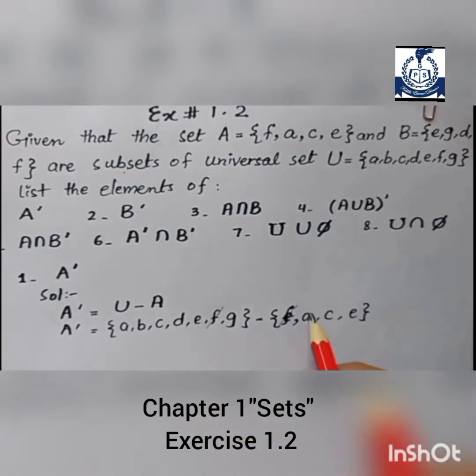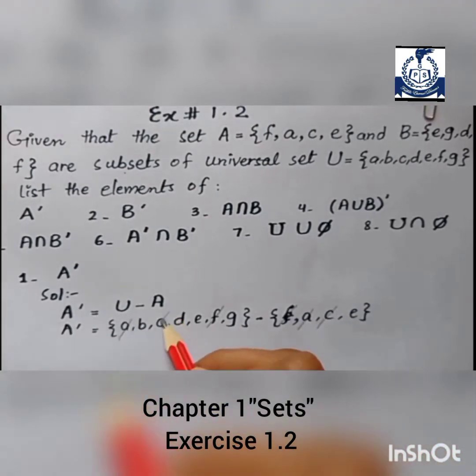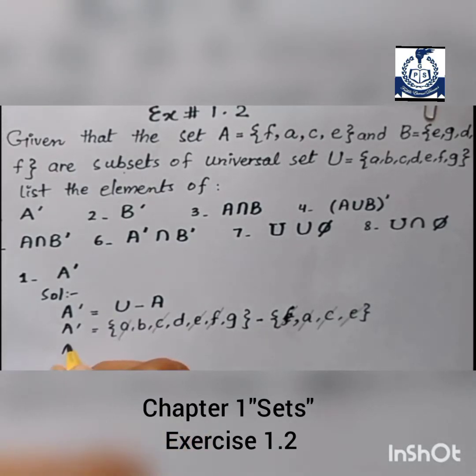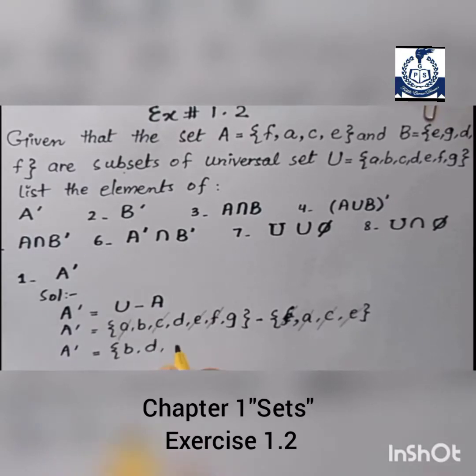F से F cancel, A से A cancel, C से C cancel, E से E cancel out. So remaining elements of sets are B, D and G. A complement is equal to B, D, G. This is the answer of A complement.